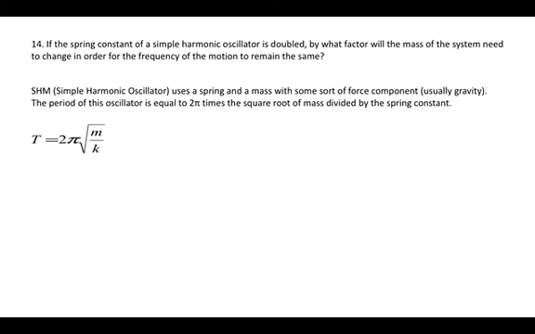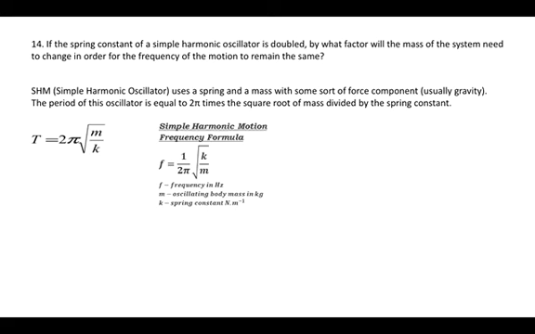So now we have to think, if that's what the period is, we now have to take a look at what the frequency is. So we actually do the inverse. And the inverse is you flip everything. So the frequency is 1 over the period. So 2 pi becomes 1 over 2 pi. m over k becomes k over m. Now, these variables, frequency is f, m is the mass, and k is the spring constant.